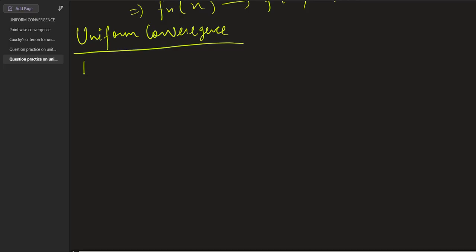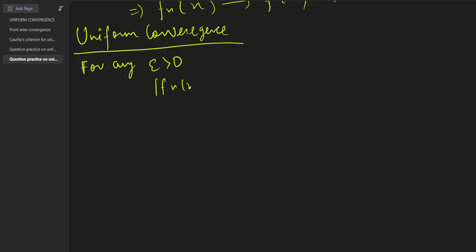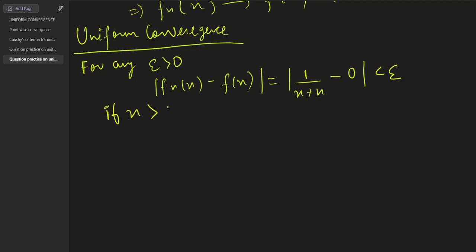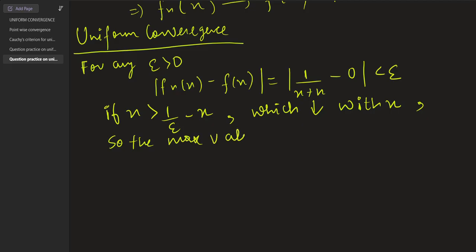So for any epsilon greater than 0, |fn(x) - f(x)| = |1/(x+n) - 0| is less than epsilon if n is greater than 1/epsilon - x, which decreases with x, so the maximum value being 1/epsilon. Where does this come from?